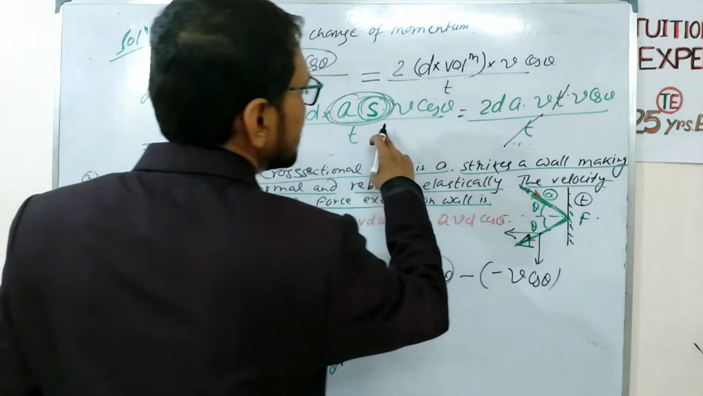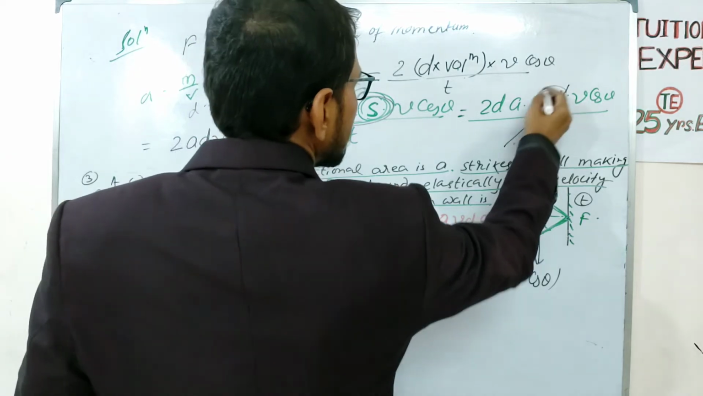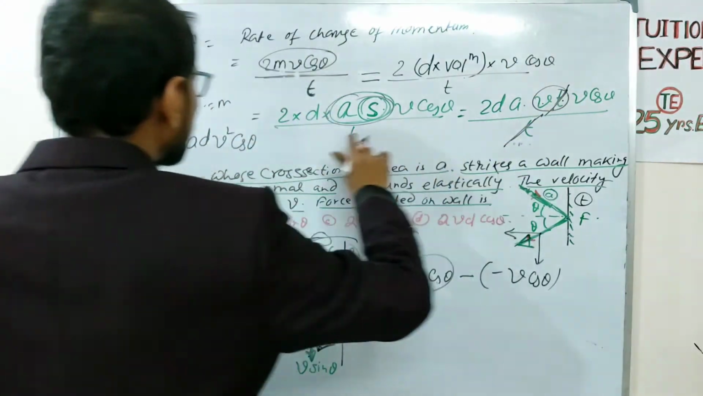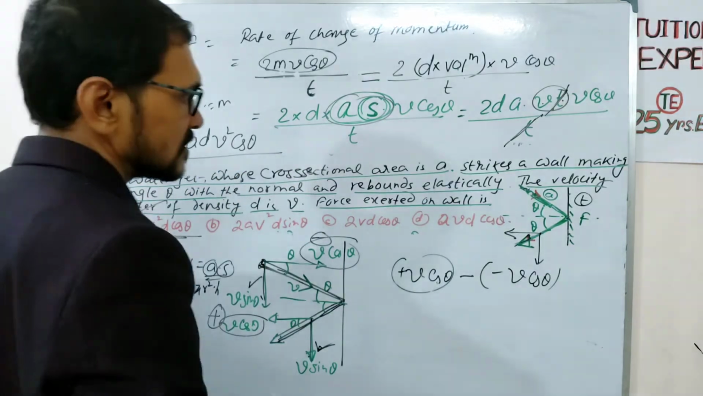Cross section area A into s. Now what is distance? Distance equals velocity into time. So cancel t from numerator and denominator, we get this. So this is the answer.